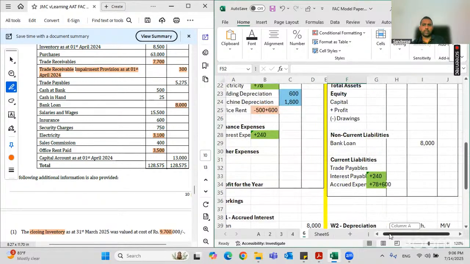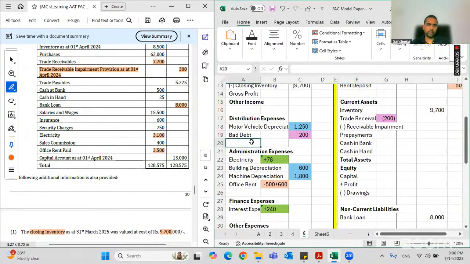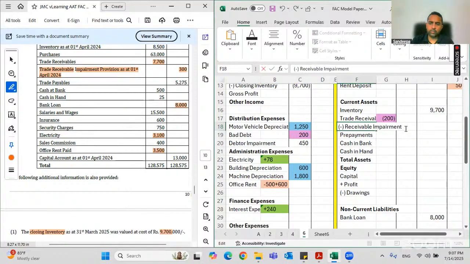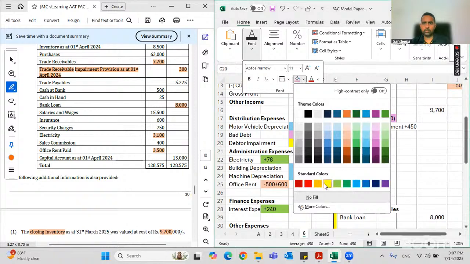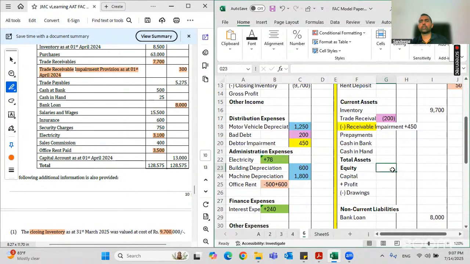Shall we recognize the expense then under the distribution expenses? Data impairment or the doubtful debt, 450. And we need to adjust the provision here. It will be increased by 450. So on one side my expense goes up, on the other side my provision increases by 450. Debited to doubtful debt expense, credited to doubtful debt provision.